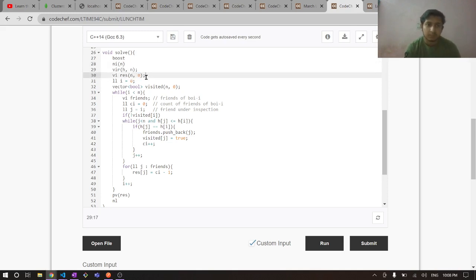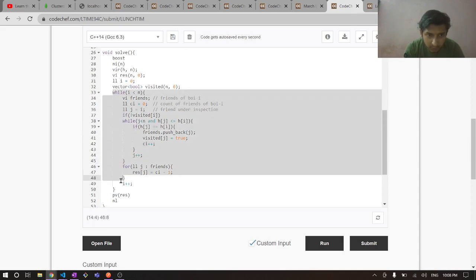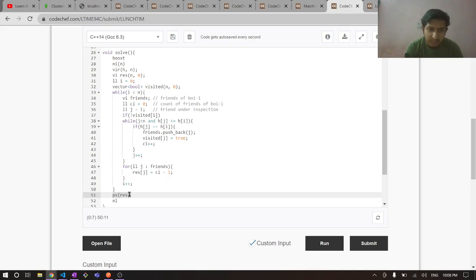Okay, now here I'll store the result. So vector of integer is the result. Simple. I'll start my observation from the first kid, and this is the vector to store visited, initialized with 0 and has size n. Okay, now I will go through the entire queue, and then print my vector simply with space, go to next line and return. Simple thing.